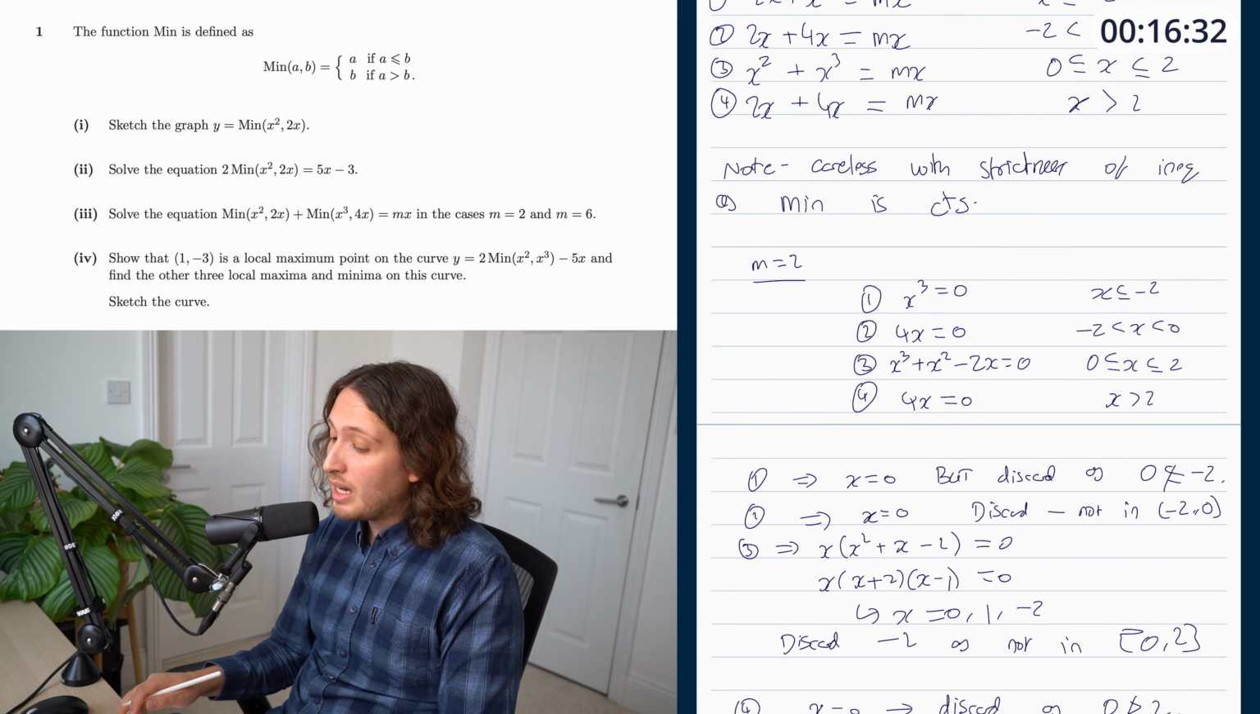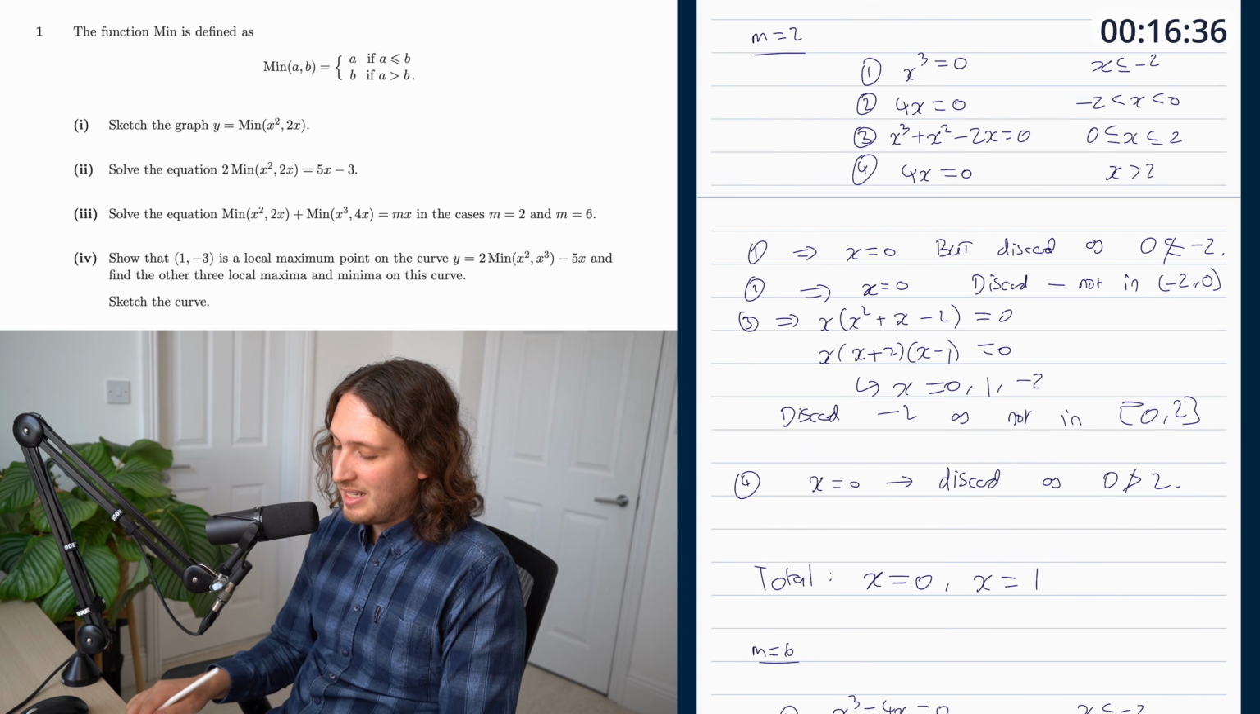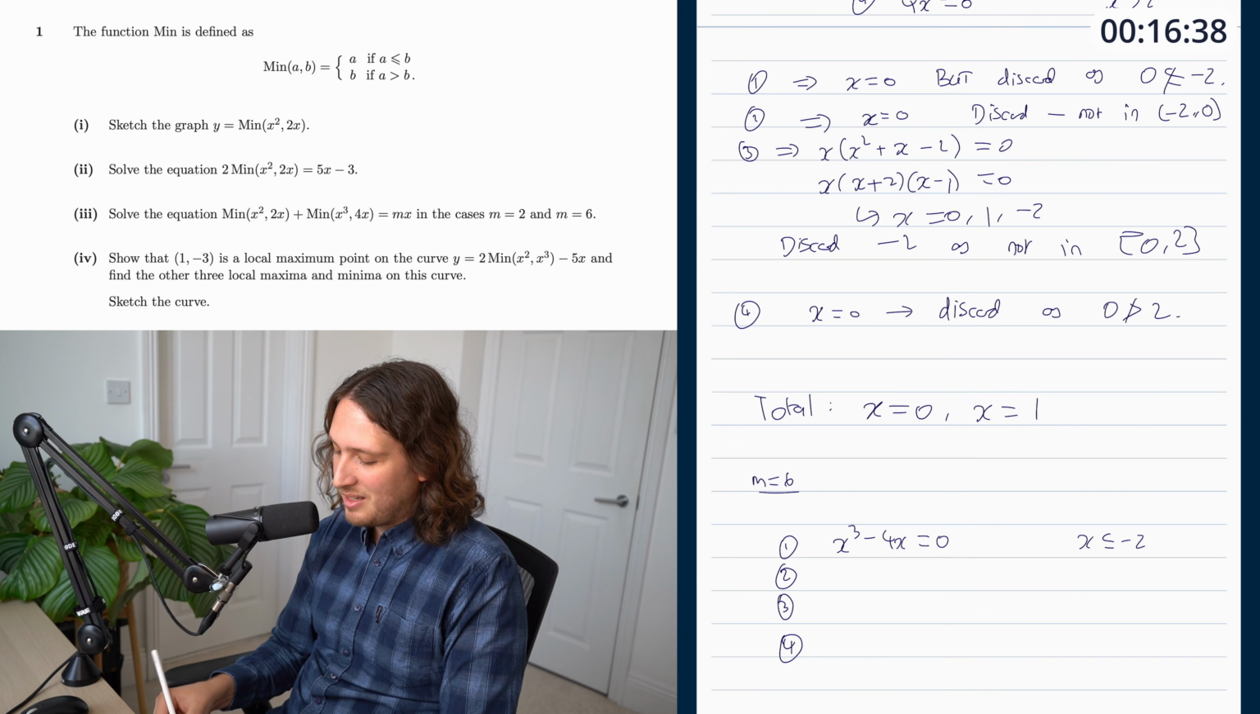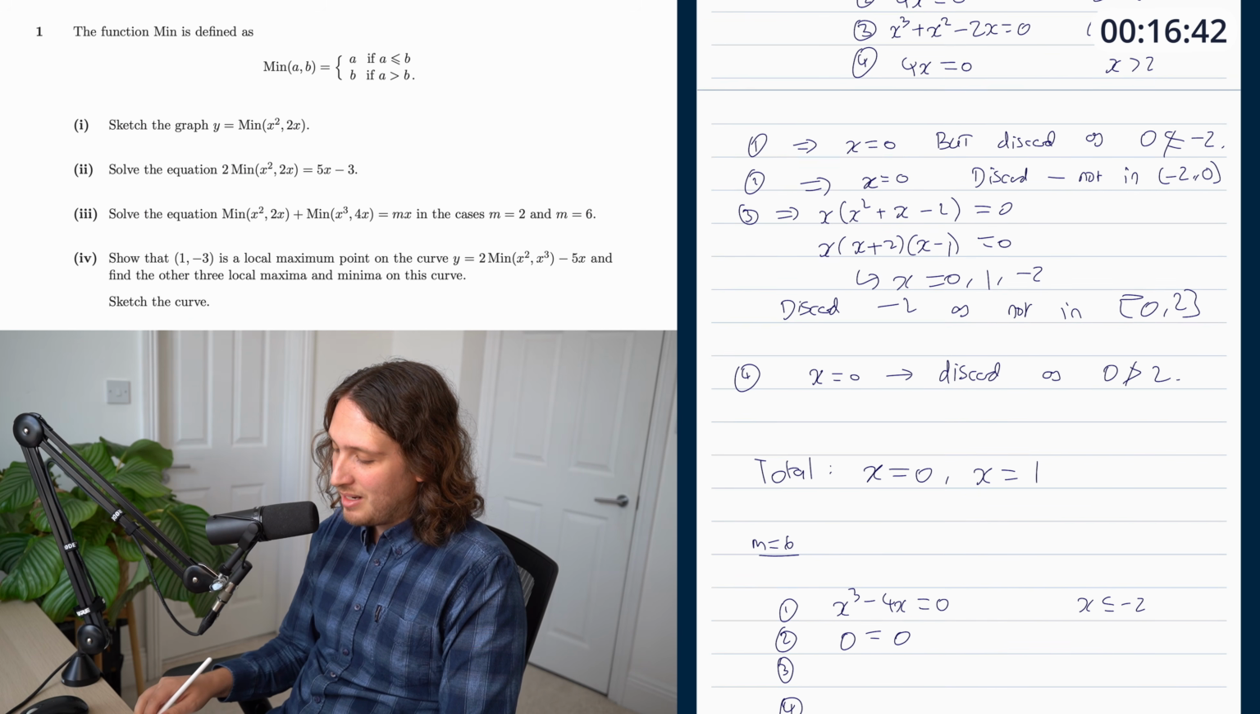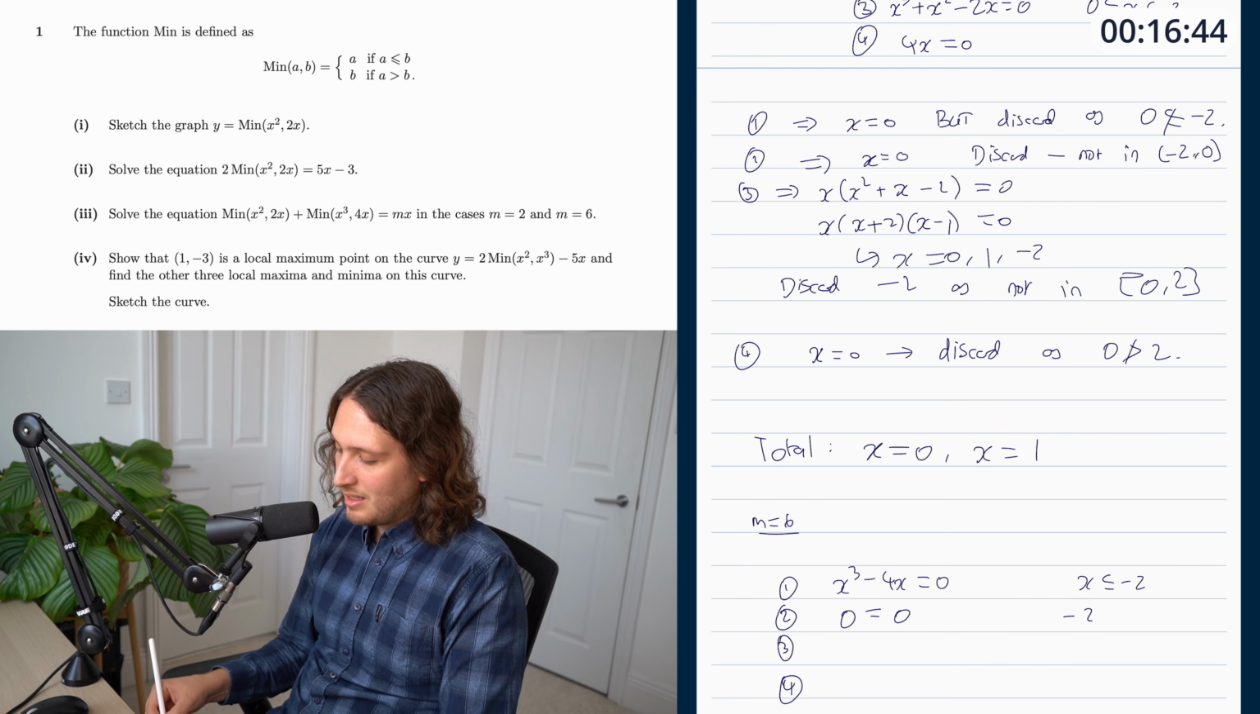What does case 2 become? So here's the interesting thing. Case 2 trivializes. The x's perfectly cancel. So that's going to tell me that everything on that domain is a solution, which is quite nice.